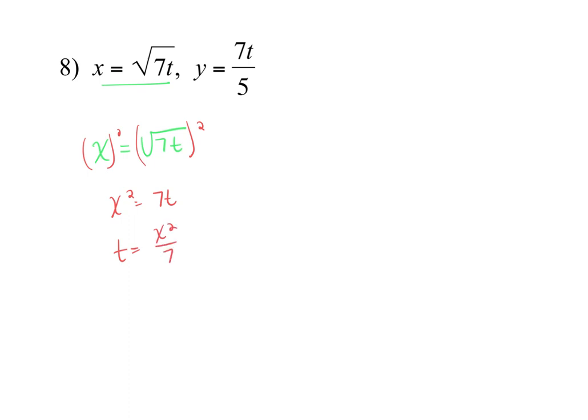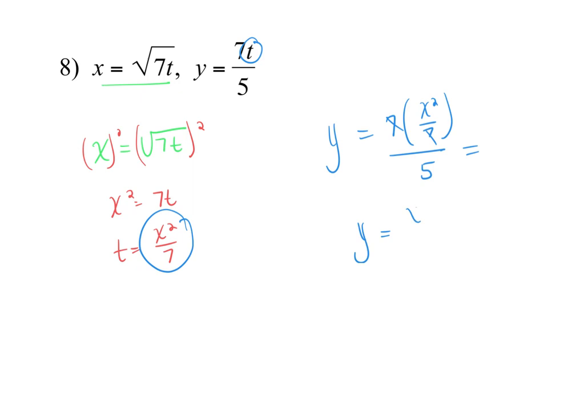And then I'm just going to substitute him into the other formula. So y equals 7. And instead of t, I'm going to write what I just solved for t. So 7 times x squared over 7 over 5. The 7's cancel, so I have y equals x squared over 5. All right?